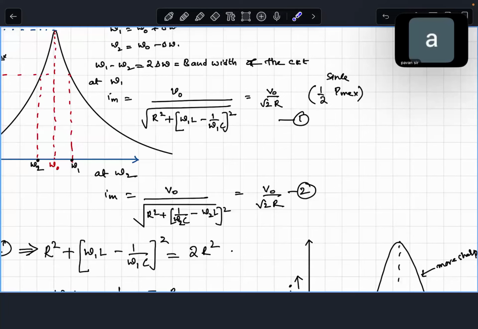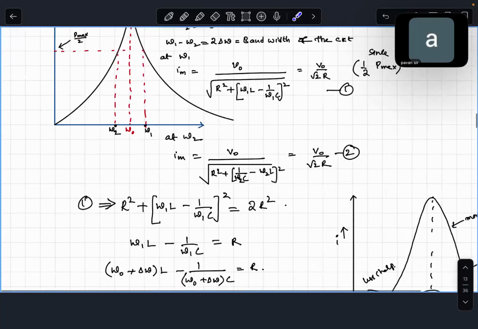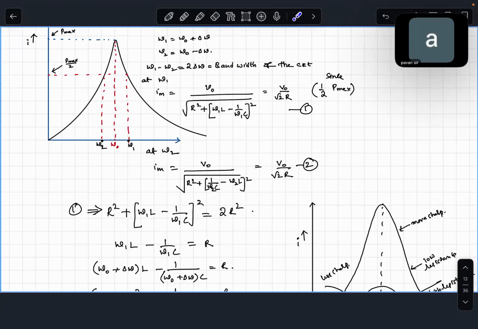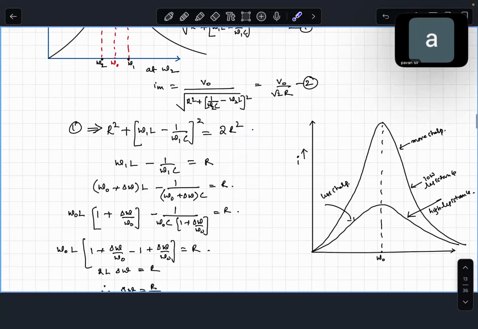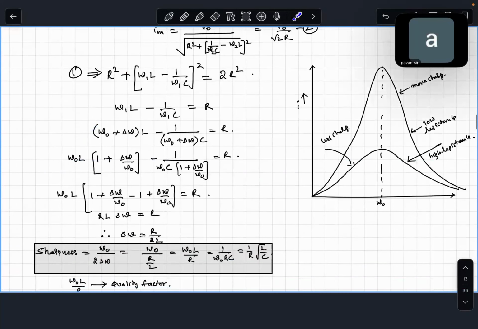Clear? Now what I am going to do is properly do the squaring part. You will get one expression like this. Omega 1, I already know, is omega naught plus delta omega by 2. I have substituted like this. Finally, I am going to prove that 2 delta omega is R by L. The bandwidth expression is R by L.